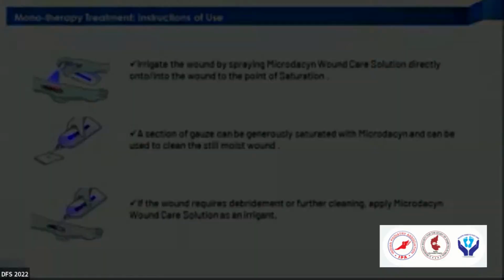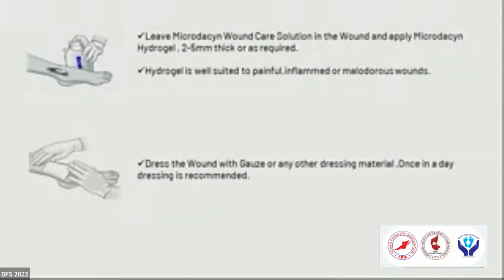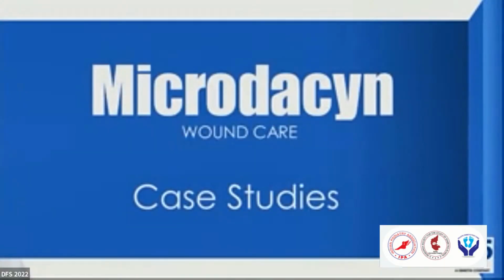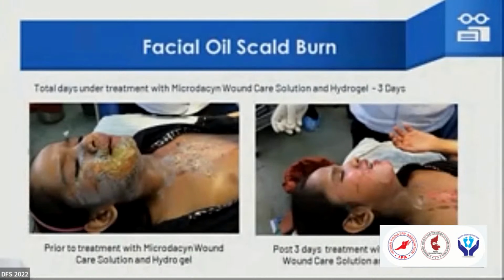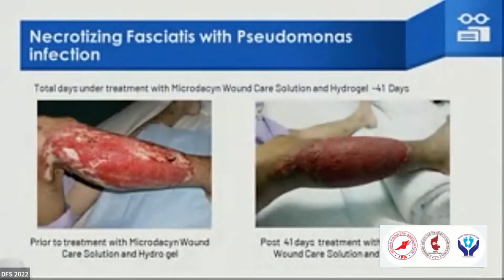I'm not dwelling on it. That's how they do it. There's also a solution and also a gel. Some of the case studies which we have seen include this particular case, which has a scald burn from oil. Basically, oil penetrates the skin and the burns go much deeper than water. But this girl, on the third day of treatment with only Microdacin, has shown much improvement. And this is something important.